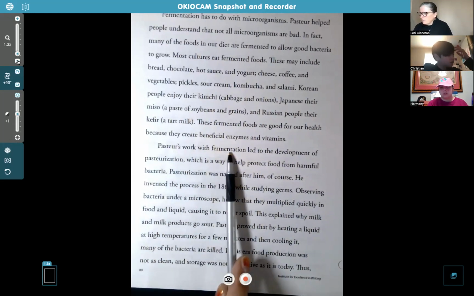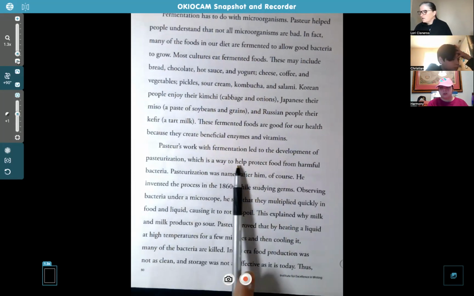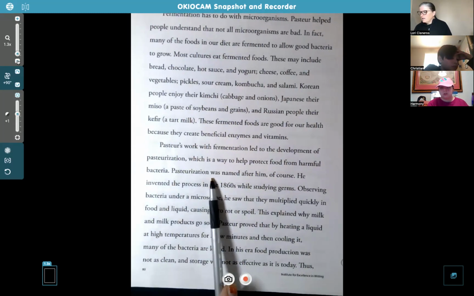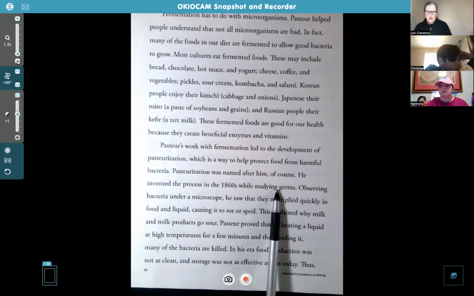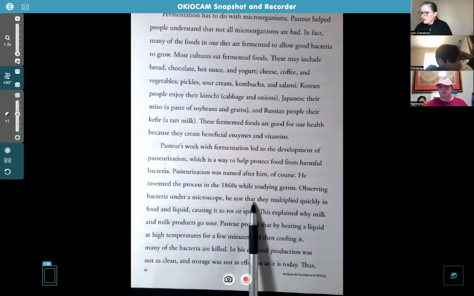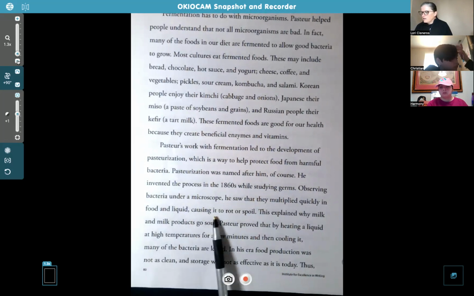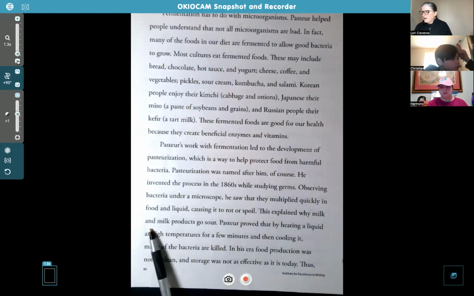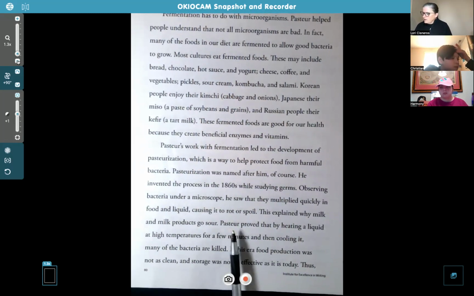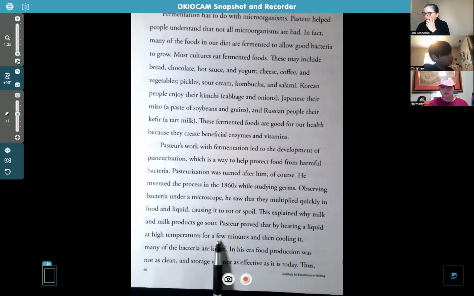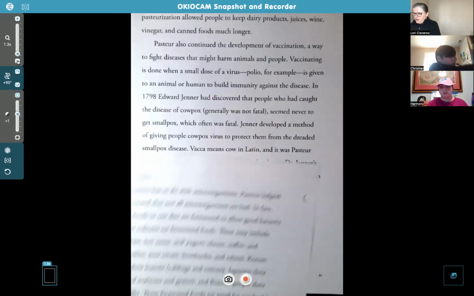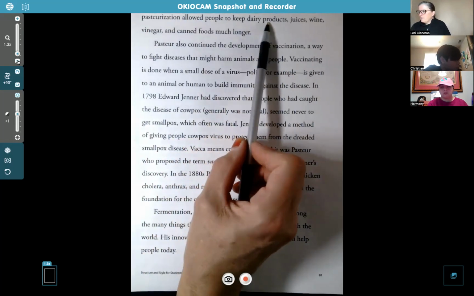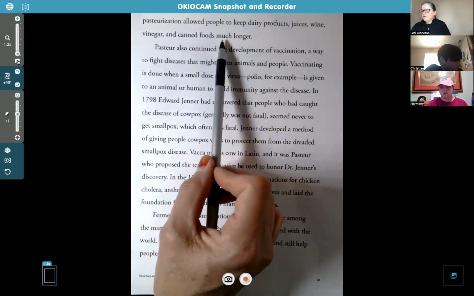Okay, Pasteur's work with fermentation led to the development of pasteurization, which is a way to help protect food from harmful bacteria. Pasteurization was named after him, of course. He invented the process in the 1860s while studying germs. Observing bacteria under a microscope, he saw that they multiplied quickly in food and liquid, causing it to rot or spoil. This explained why milk and milk products go sour. Pasteur proved that by heating a liquid at high temperatures for a few minutes and then cooling it, many of the bacteria are killed. In his era, food production was not as clean and storage was not as effective as it is today. Thus, pasteurization allowed people to keep dairy products, juices, wine, vinegar, and canned foods much longer.